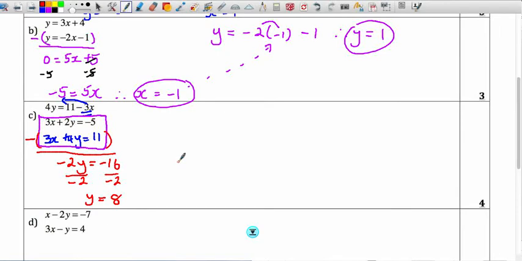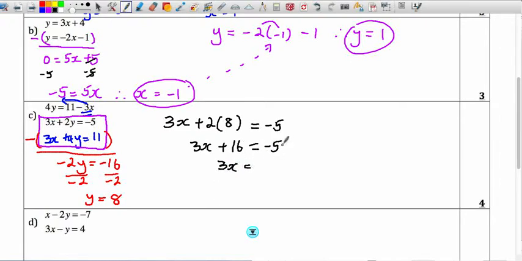I now need to substitute back in order to find the corresponding x value. Once again, I can pick any equation, so I'm going to work with the second equation: 3x plus 2 multiplied by y is equal to minus 5. The y value that we worked out was 8, so I have 3x plus 16 equals minus 5. The 16 moves to the right hand side and becomes minus 16, so minus 5 minus 16 is minus 21. Divide both sides by 3, and we have our x value of minus 7.